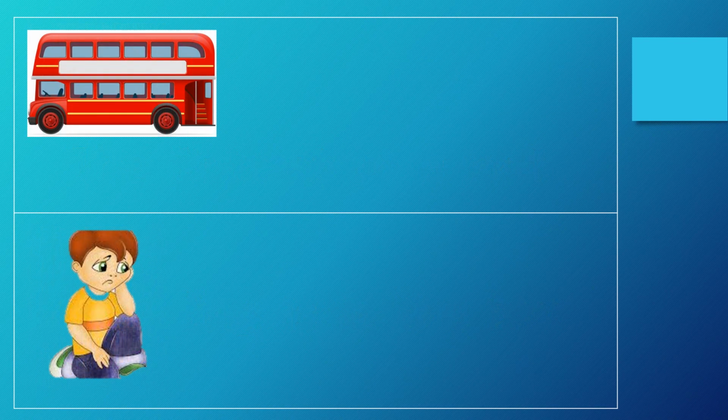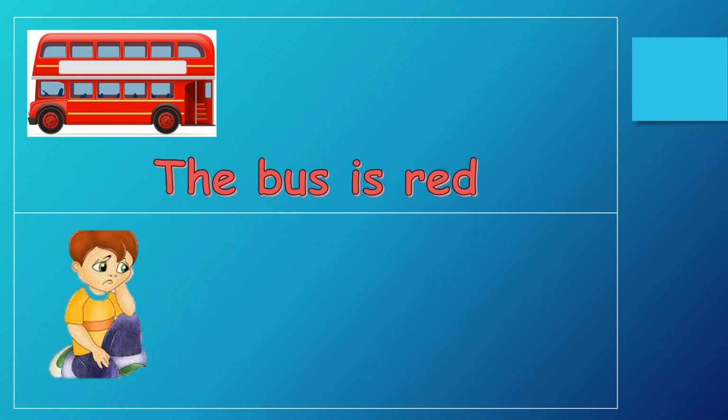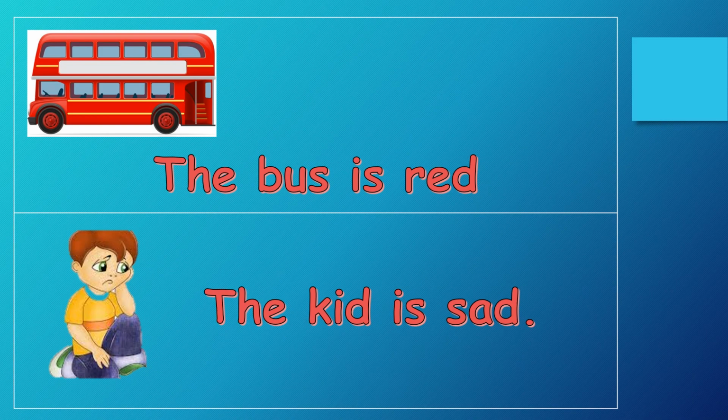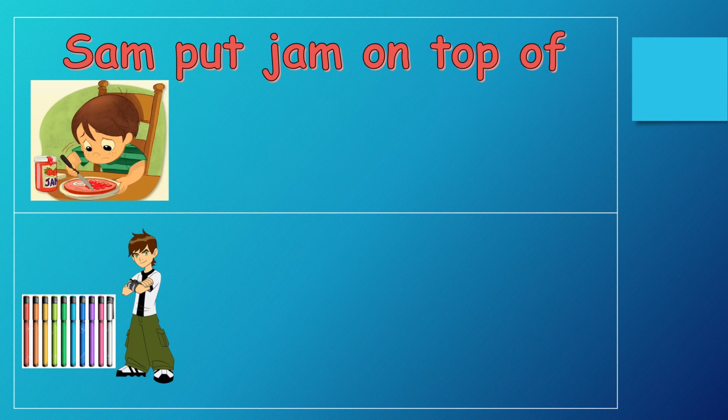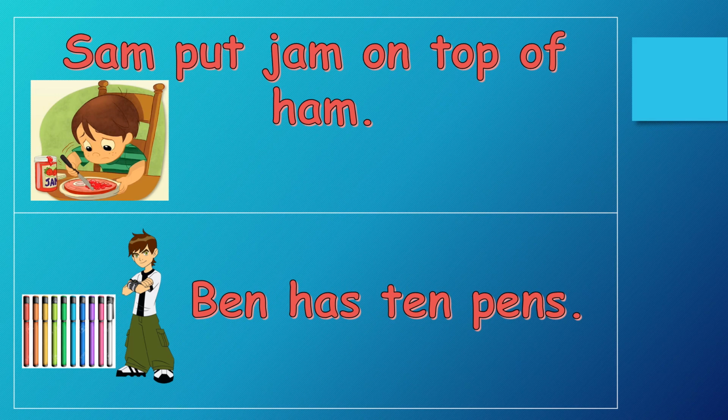Now, let's make sentence using these two pictures. Look at the first one. What is that? Yes, it's a bus. The bus is red. The kid is sad. Let's make sentence for these pictures. Sam puts jam on top of ham. Ben has 10 pence. 1, 2, 3, 4, 5, 6, 7, 8, 9, 10. Ben has 10 pence.